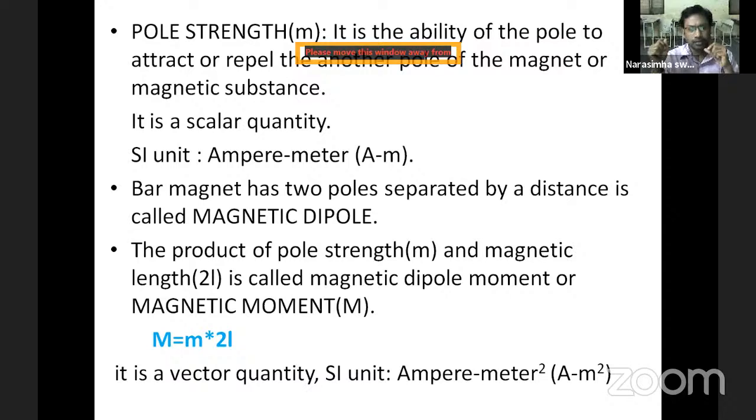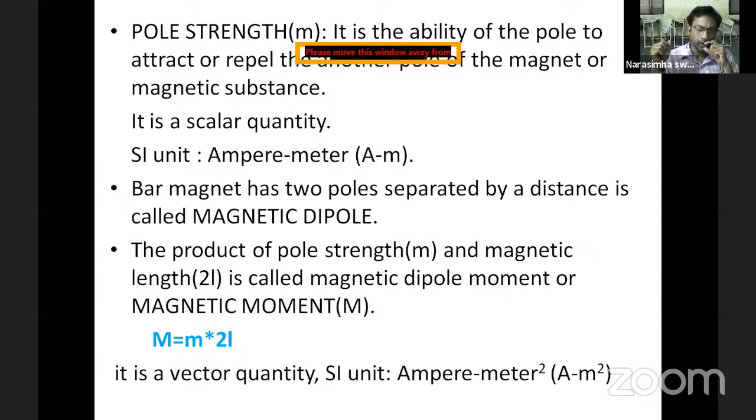And this bar magnet, which has two poles separated by a distance, is called a magnetic dipole. As we discussed, the magnet always exists with two poles, so that's why we name it a magnetic dipole. I'm repeating, a magnet always has two poles which are separated by some distance. So simply, the magnet is a magnetic dipole.